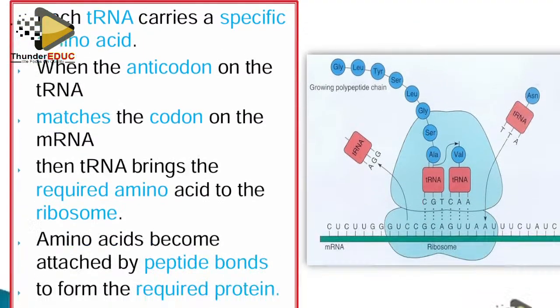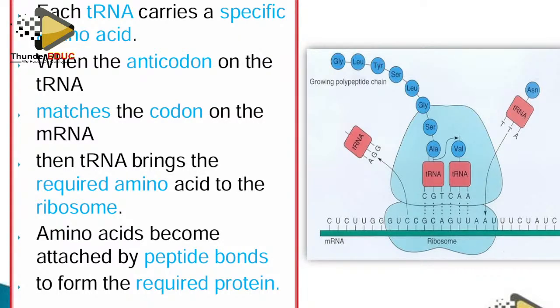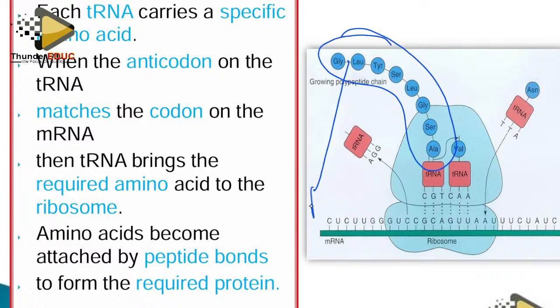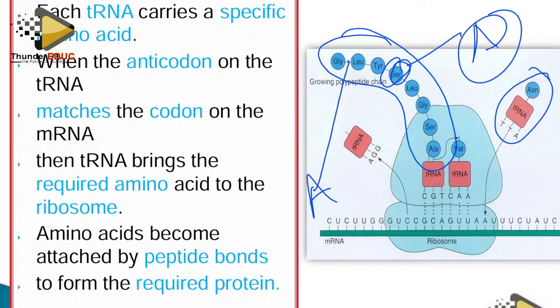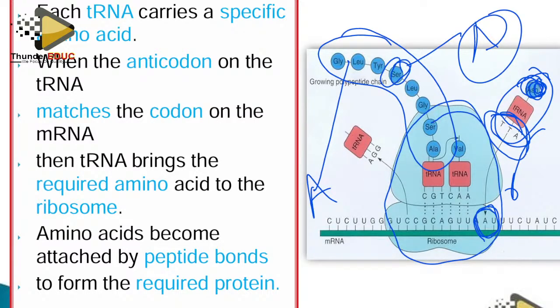Now, you see this? That is a polypeptide chain. You see this? That is a peptide bond. You see this? That is an amino acid. You see this? That is transfer RNA with the amino acid. You see this? That is the anticodon. So we say that when the transfer RNA anticodon matches with the codon of the messenger, this transfer RNA will bring the required amino acid to the ribosome, because this structure is the ribosome. Once it brings it here, the amino acids are joined together by peptide bonds to form the required protein. That's it.